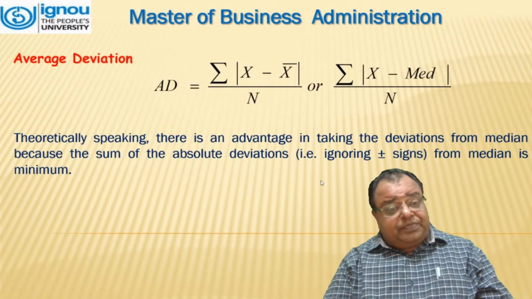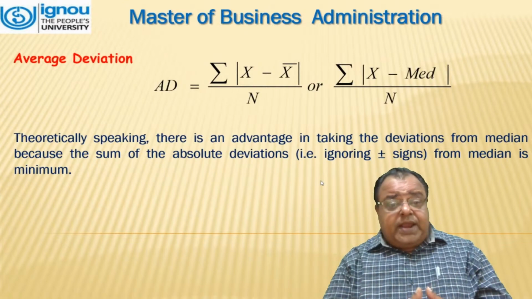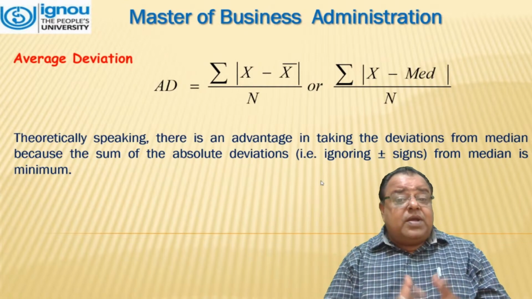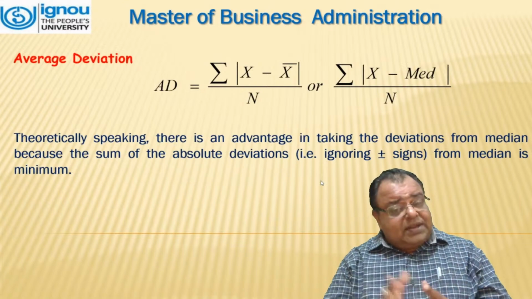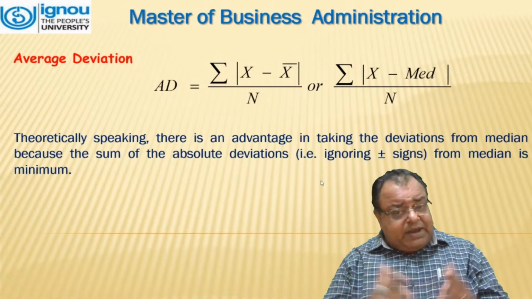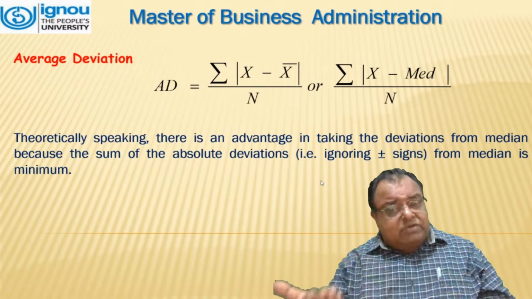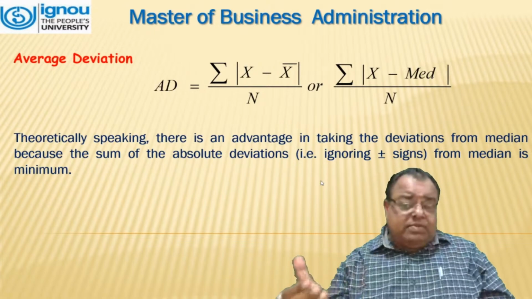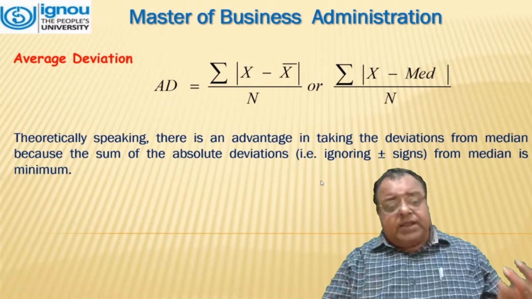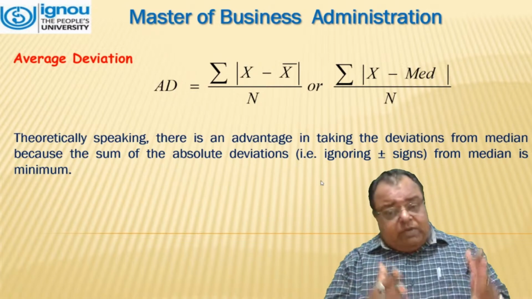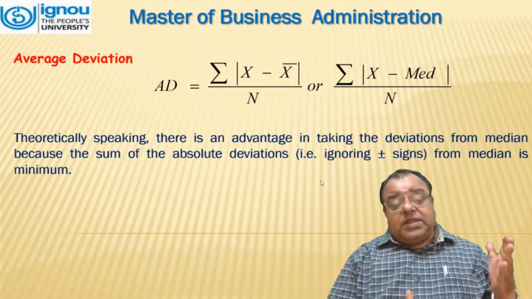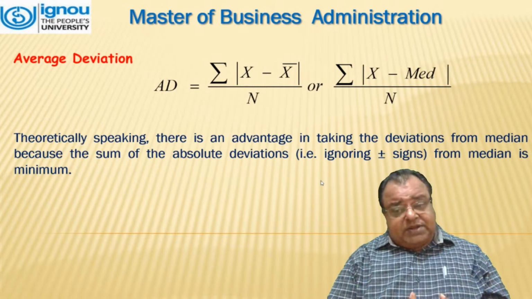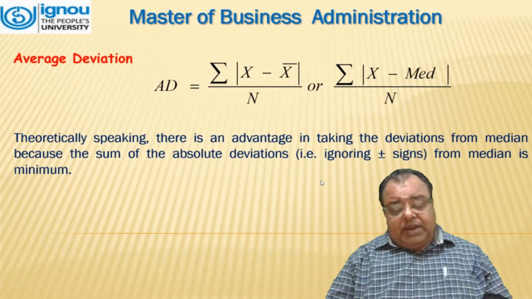Average deviation, it is denoted by AD. It is the sum of the mod values of the difference of x minus x bar, that is mean, divided by n. And if we talk in terms of median, it is the sum of mod x minus median by n. Theoretically speaking, there is an advantage in taking the deviations from median because the sum of the absolute deviations from median is minimum.